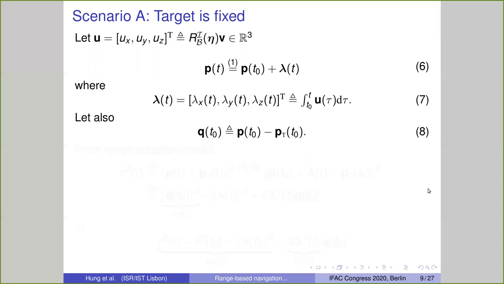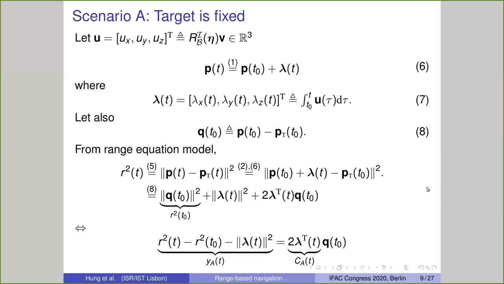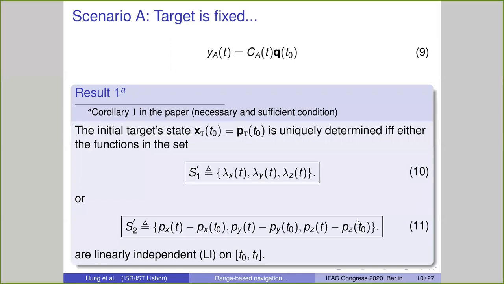First, we consider the case where the target is fixed. We let QT0 be the relative vector between the position of the tracker and the position of the target. After some computation, we obtain a relation in the last equation. In this relation, QT0 is the variable vector that needs to be determined, and CAT is the matrix that carries information from the tracker motion. YAT is a known vector, right? Because we know the range and we know the tracker inputs. CAT quantifies the information carried by the tracker motion, where QT0 is the variable to be determined. So with the last equation, we obtain the following result.